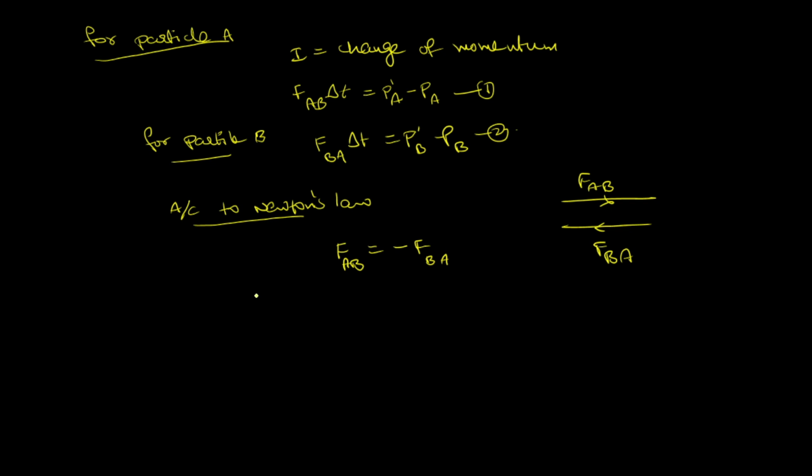Now from equations 1 and 2, what is FAB? FAB is PA prime minus PA, and this will be equal to minus of equation number 2, PB prime minus PB. See here, we have delta T, right? Don't be confused about this. Why? Because when multiplying by delta T, on both sides they cancel, so I did not take delta T.